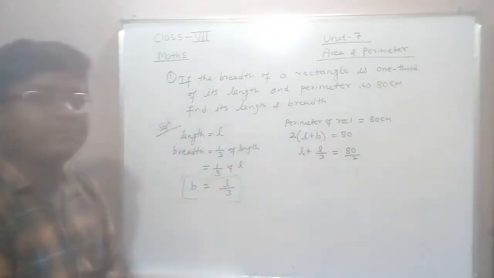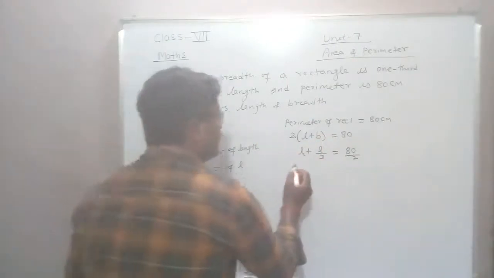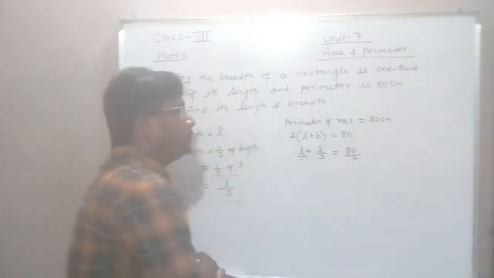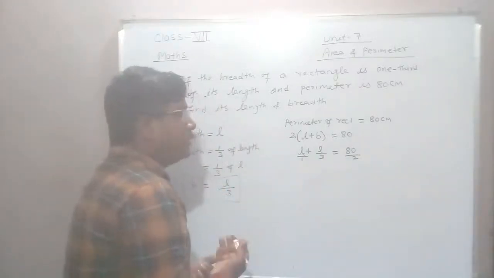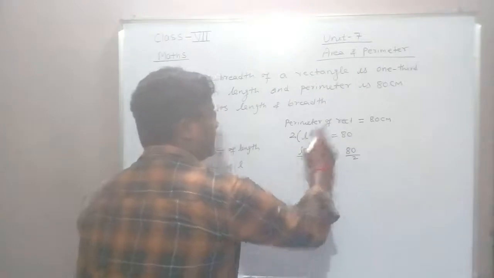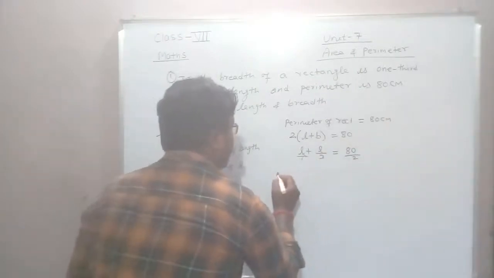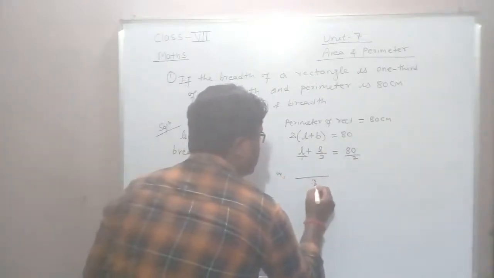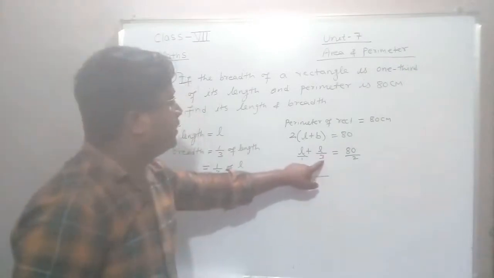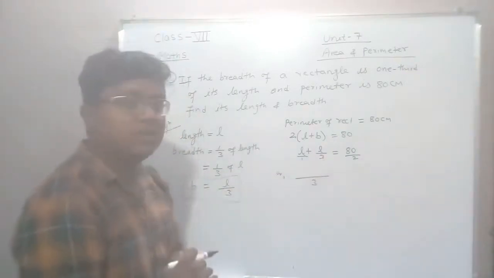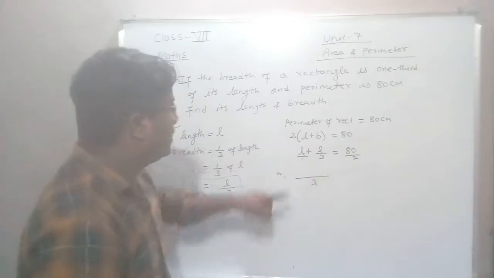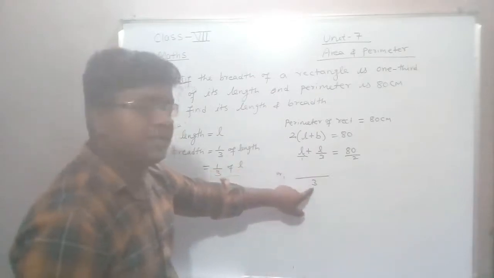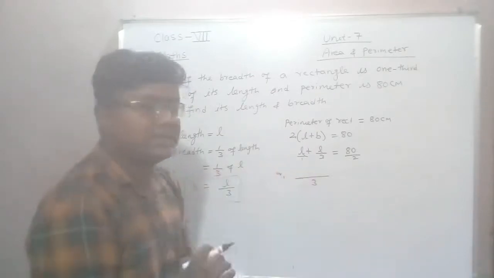Now here L means L upon 1. Or you can take by LCM, or you can do directly also transferring L to right hand side. So I am going to take LCM here. So LCM of 1 and 3 is 3. So now what is the real process here? This denominator will divide this LCM.